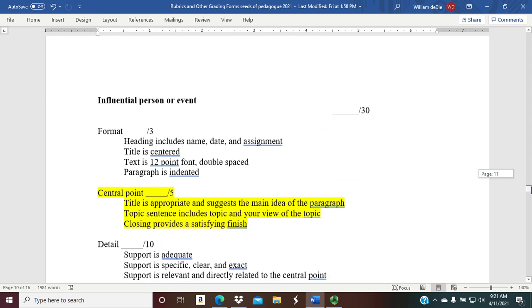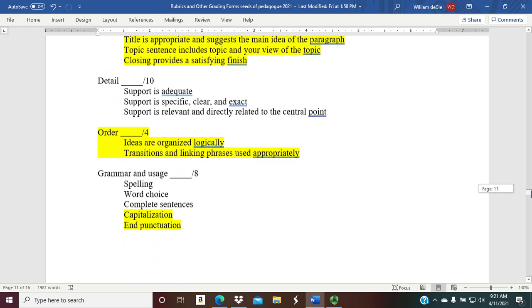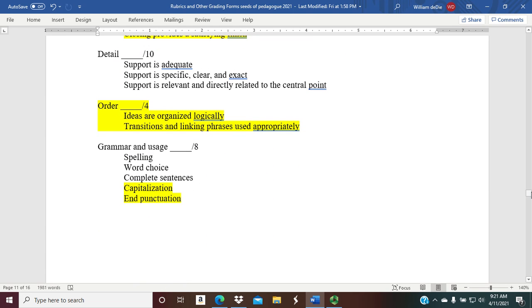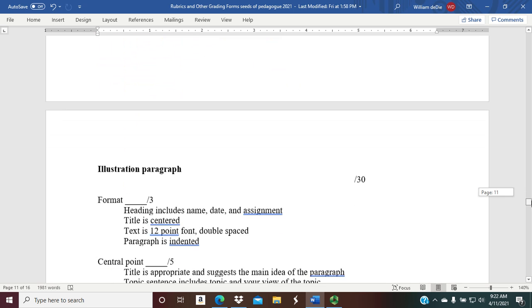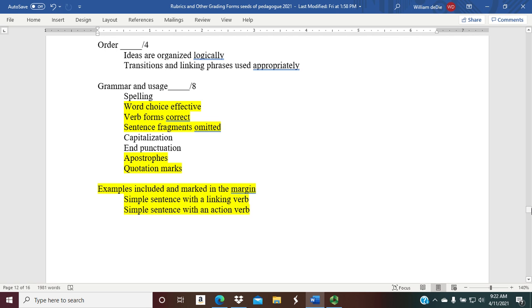Once we move to the second paper, you'll notice that the central point is added, as well as the order of ideas within that paper, and capitalization and end punctuation have been taught. Now that those are taught, they will be graded. As we continue to move through to the third paper, you'll notice word choice, verb forms, sentence fragments, apostrophes, and quotation marks have been added. And there's a whole new category where students are asked to highlight simple sentences with linking and action verbs.